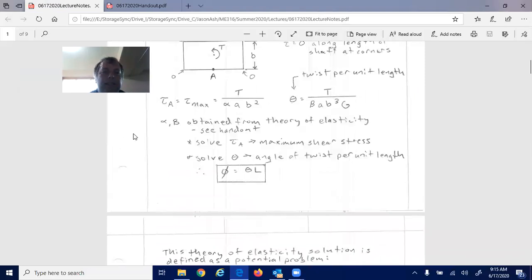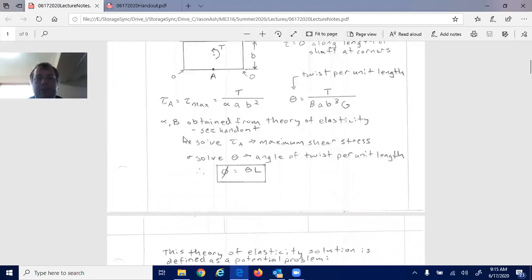Alpha and beta are obtained from the theory of elasticity. You can solve for the shear stress at A, which is your maximum shear stress. You can solve for your theta, your angle of twist per unit length. And then what you're really interested in is your actual angle of twist phi that we looked at on Monday. That is just your angle of twist per unit length times the length of the shaft. This is what you're more commonly after, your actual angle of twist in radians. So just be aware of that table. It gives you the twist per unit length.